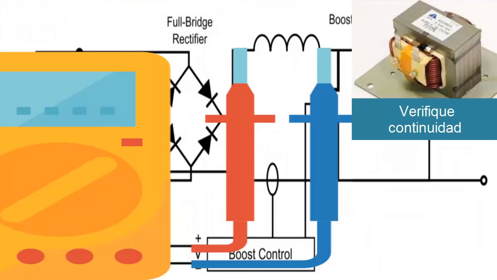7. If the continuous voltage after the rectifier bridge is correct, now, without energizing the card, check the electrical continuity between the input and output of the coil or reactor in the PFC circuit.